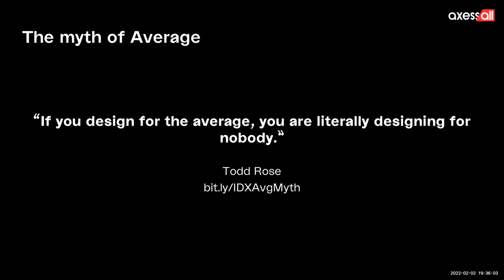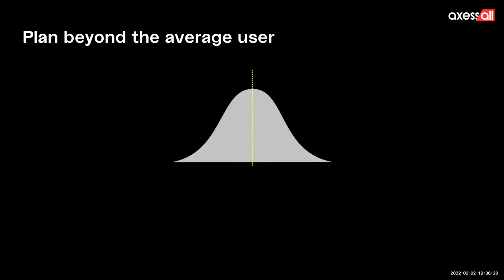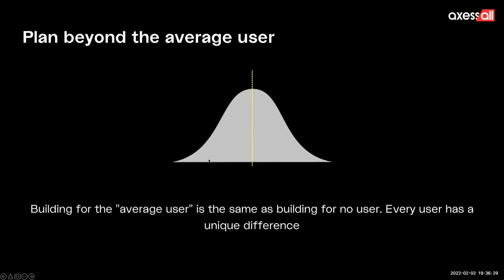And it's a really important idea to consider when we design or build something, that we need to not just think about the average, but think about everyone. Plan beyond the average user, because this is what we need to do. When we design for the average, this is what we get: this area behind this line, which is nothing. Building for the average user is the same as building for no user.